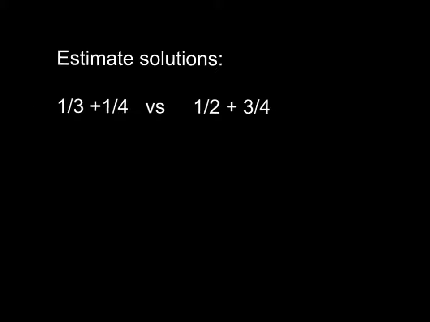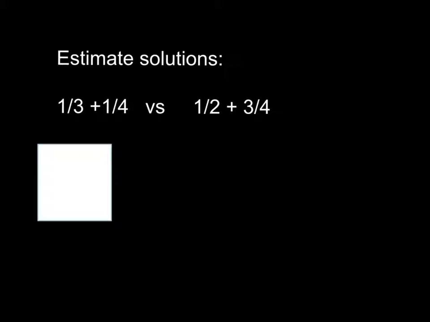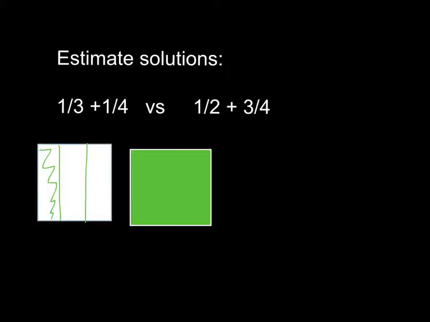This video will show you how to add fractions with sums between 1 and 2. One of the first big ideas we want to look at is estimating solutions. I know that if I have a rectangle and I split it into thirds, 1/3 is less than 1/2. I can do the same thing with fourths, and if I have that split into fourths, I know that 1/4 is less than 1/2. So 1/3 plus 1/4 must be less than 1/2.